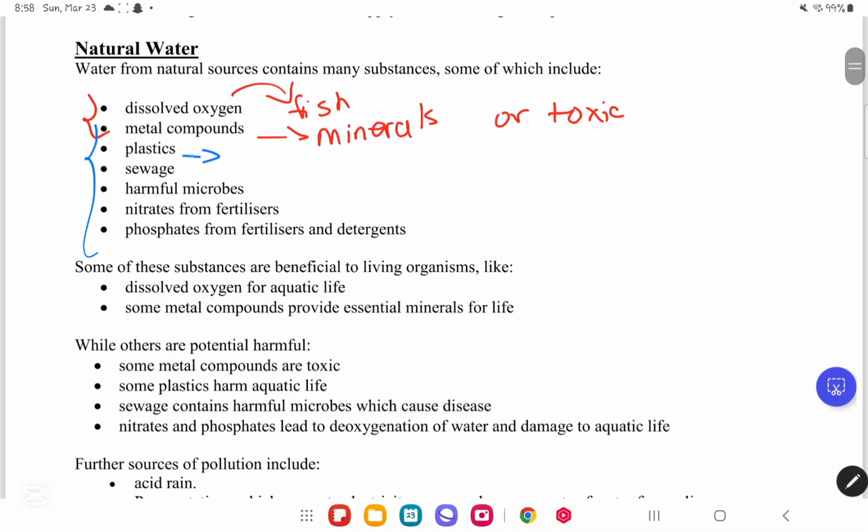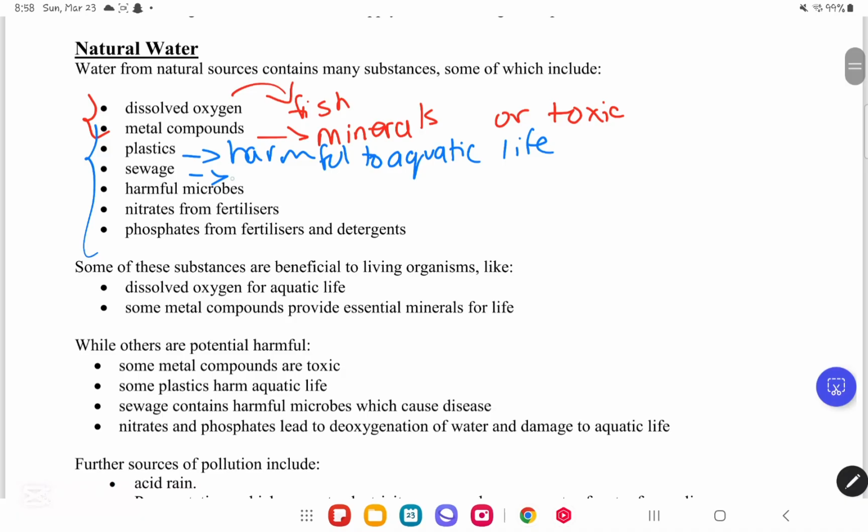We move on to plastics. Plastics cause harm to aquatic life, and we know this to be very widespread around the world. Save the turtles. You see some turtles getting caught in plastic. You see some fish getting tangled in the plastic. So it's just something really sad. So we say plastics are harmful to aquatic life.